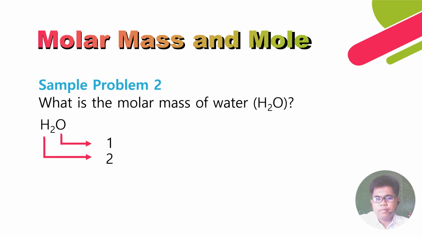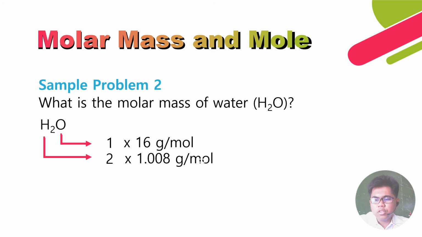So, in the case of oxygen, what is its atomic mass? Correct. We have 16 grams per mole. How about hydrogen? We have 1.008 grams per mole. After getting the atomic masses of each element, you are going to multiply that to the number of particles. So, i-multiply lang po. And then get the product of each operation.